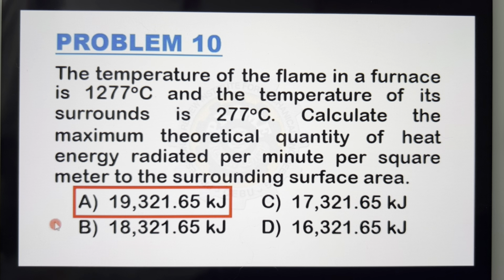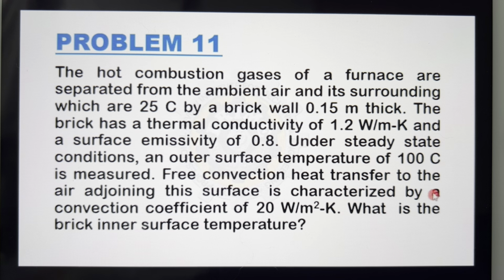Okay, so proceed tayo sa next problem, number 11. The hot combustion gases of a furnace are separated from the ambient air and its surrounding, which are 25 degrees Celsius, by a brick wall 0.15 meters thick. Okay, so you can imagine hot gases and air being separated by a brick wall. Then yung temperature daw ng ambient air is 25 degrees Celsius, separated by a 0.15 meters thick na brick wall. The brick has a thermal conductivity of 1.2 watts per meter Kelvin and a surface emissivity of 0.8.